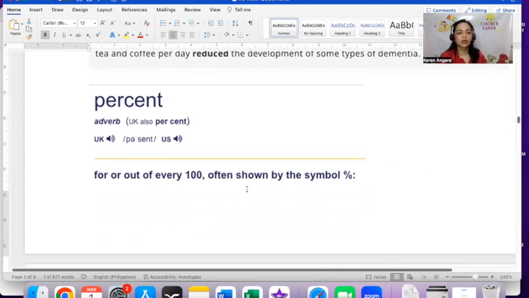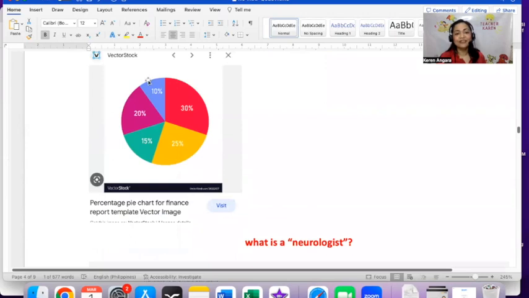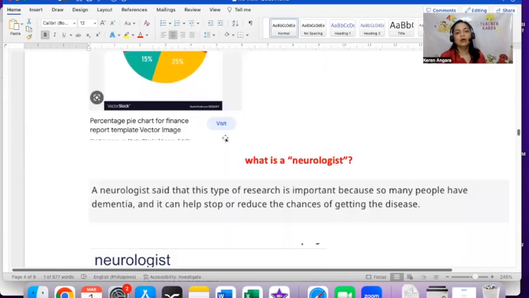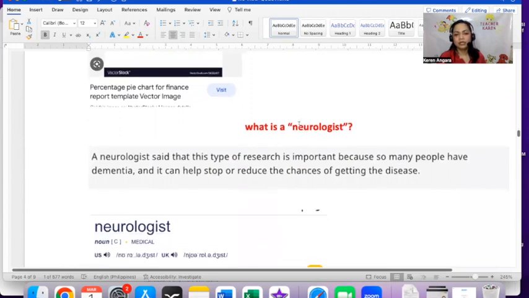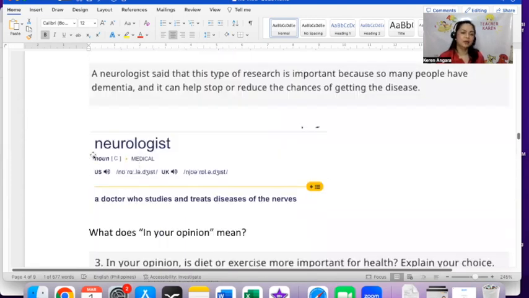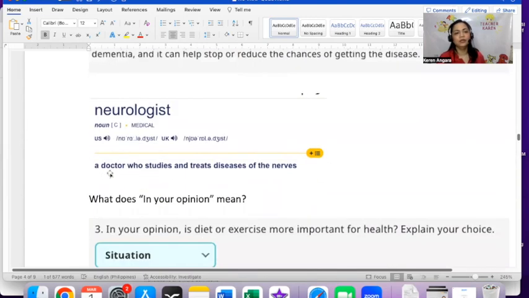Now, you can even do a screen capture of an illustration of a percent or what percentage means and send this image on the chat box. Now, I've already given this as an example earlier. What is a neurologist? You can Google it. You could use Cambridge. If they ask you about the part of speech, it's a noun.